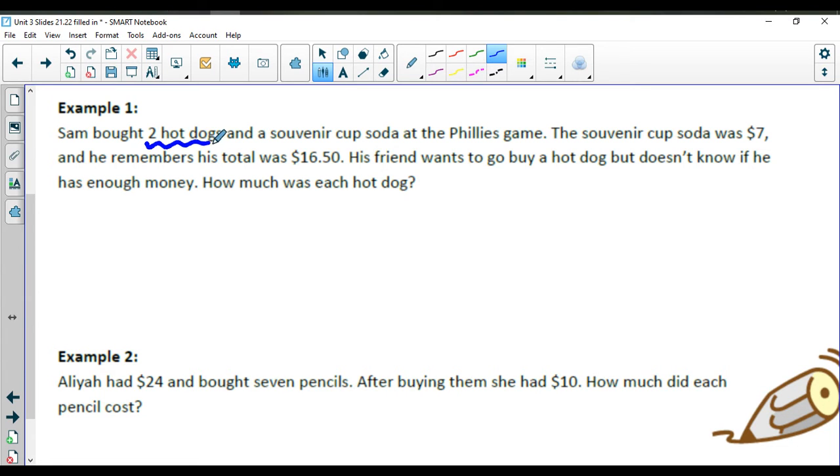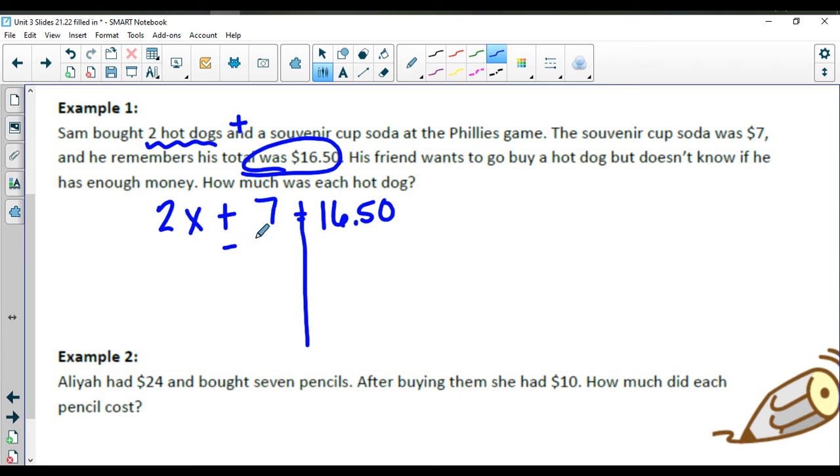And we know that Sam bought 2 hot dogs, but we don't know the cost of them. So that 2 is what's going to get our X. And plus, he also bought the souvenir cup, and that cost $7. His equal number is his total here. So our equals number here is $16.50.